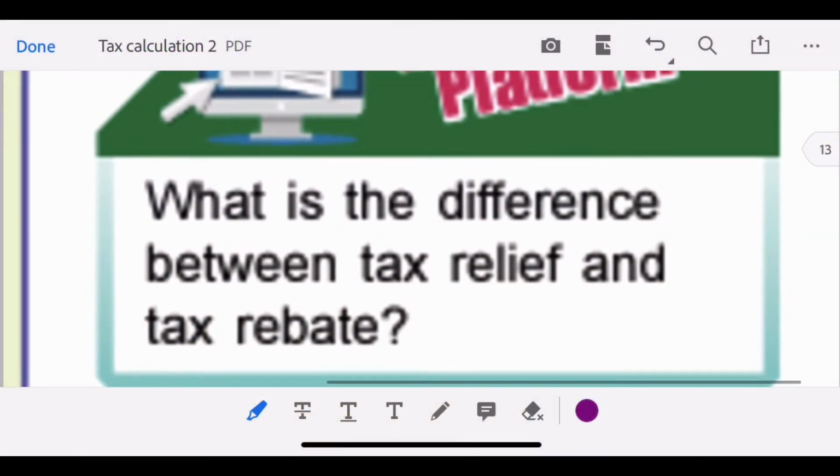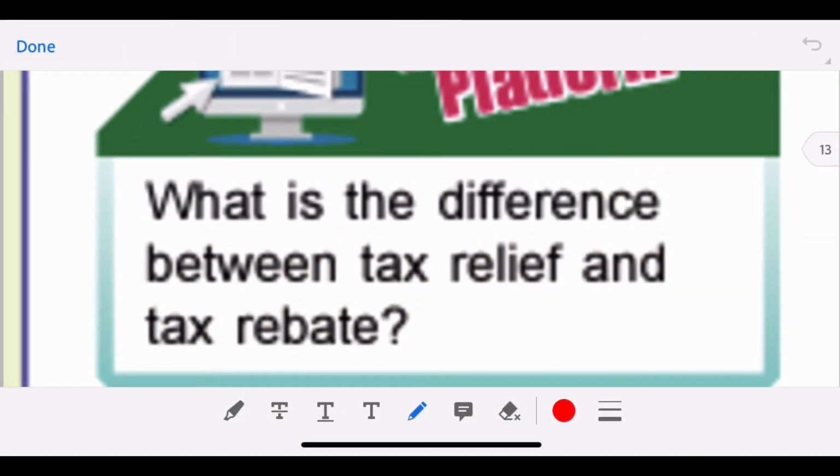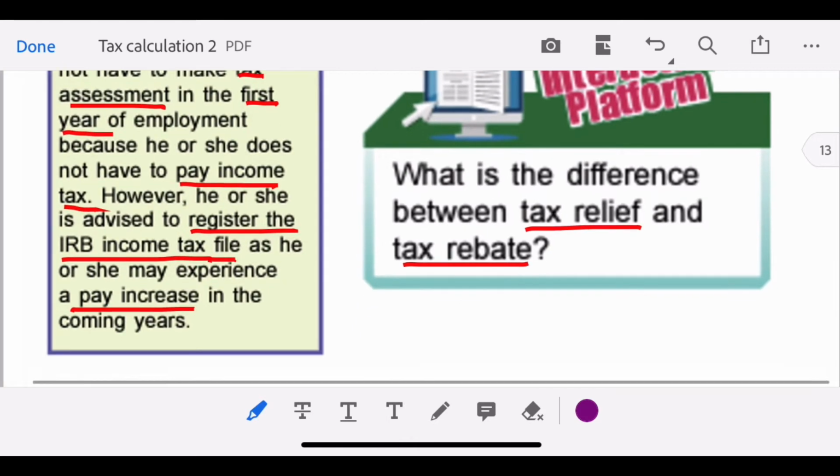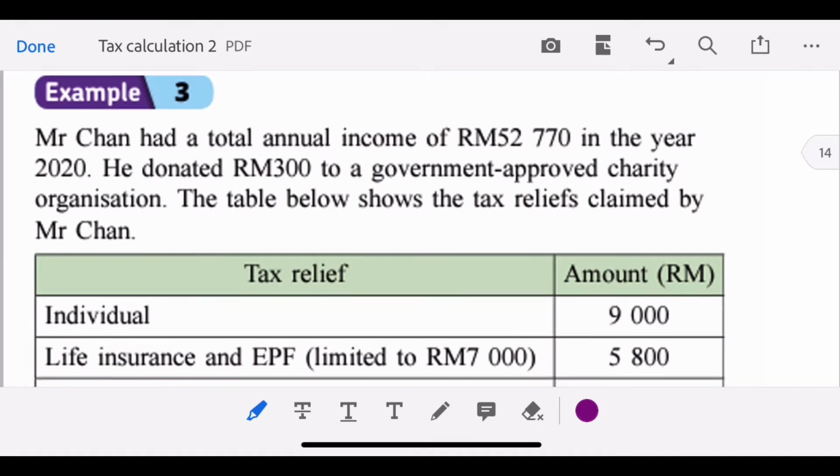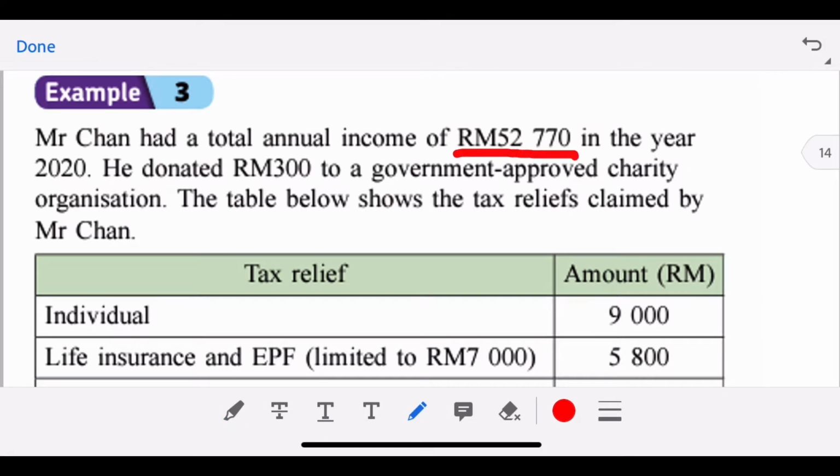For today's lesson, we will focus on what is the difference between tax relief and tax rebate. So let's go to the example. Mr. Chan had a total annual income of 52,770 in the year 2020. He donated RM300 to a government-approved charity organization. The table below shows the tax reliefs claimed by Mr. Chan.